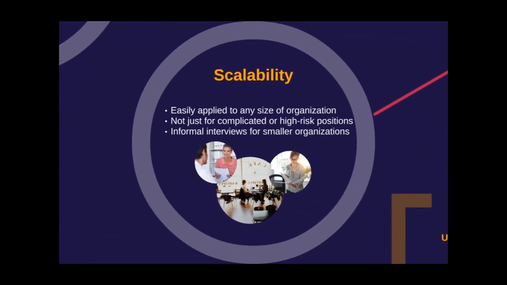You don't have to be a large organization or have high-risk volunteer roles to follow the 10 steps to screening. The 10 steps can be as comprehensive as you need them and adapted for smaller organizations.